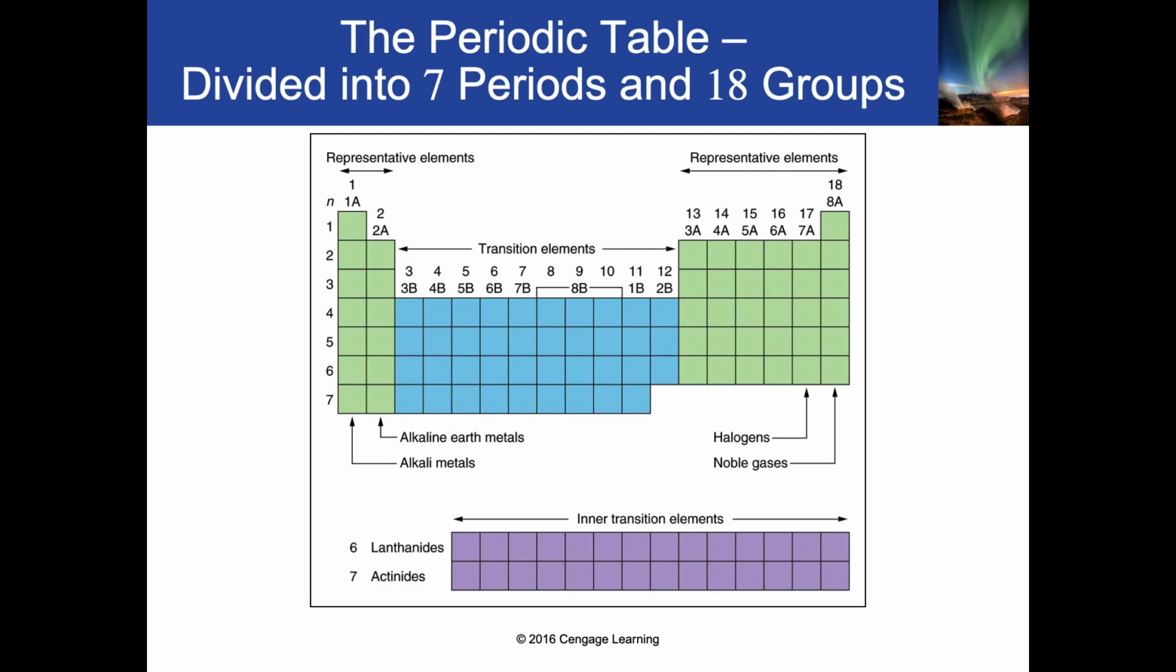And then on the right-hand side, we have, of course, our noble gases, and we have our halogens. The reason why they're called noble gases is because these noble gases only like to be with each other.